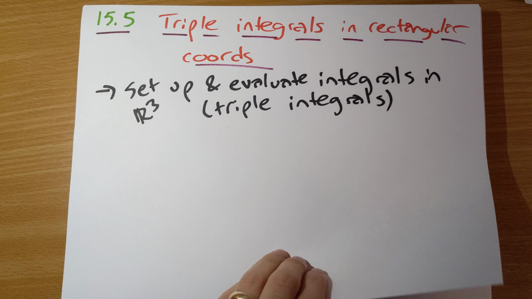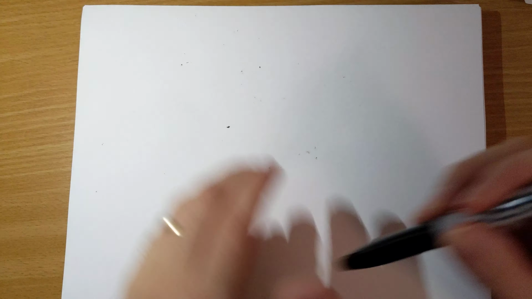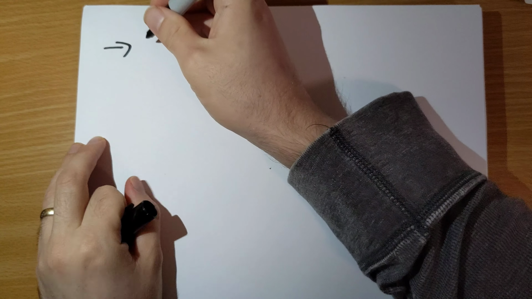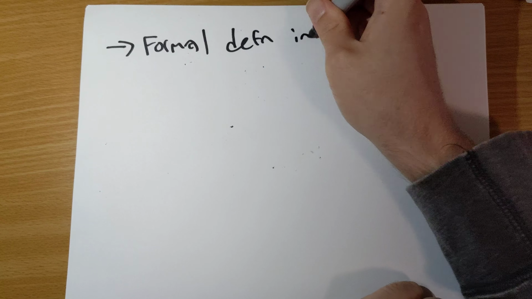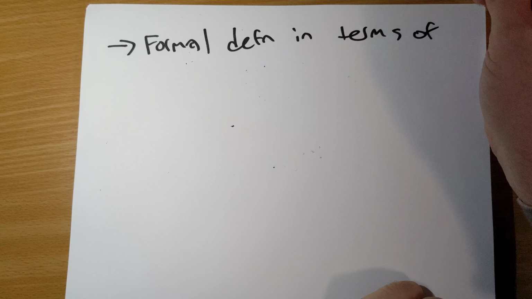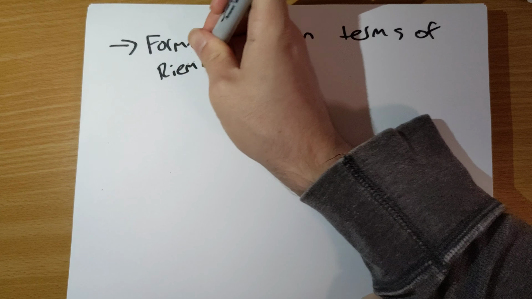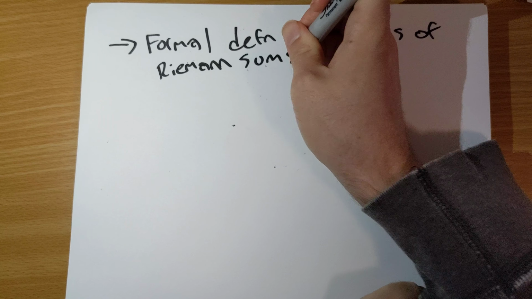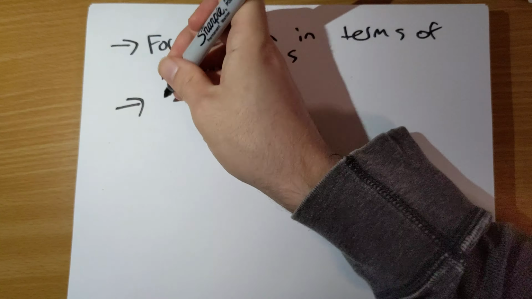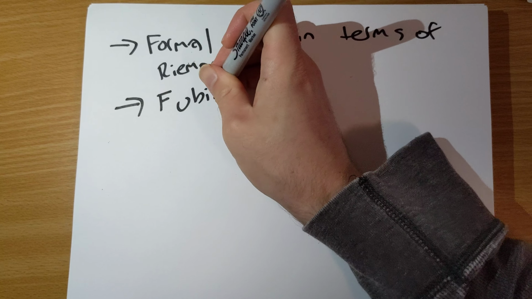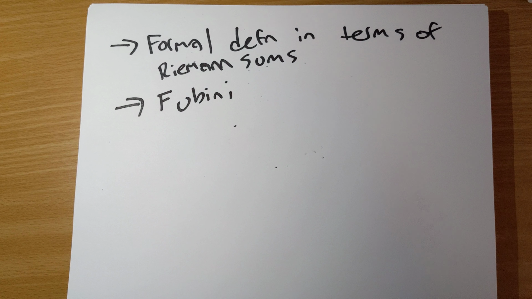Let's start off with just some preliminary comments here, which is, as before, we can have a formal definition in terms of Riemann sums, but we won't really go into the formal definition in this class. The other thing that is worth me saying up front is that we still have Fubini's theorem applying.